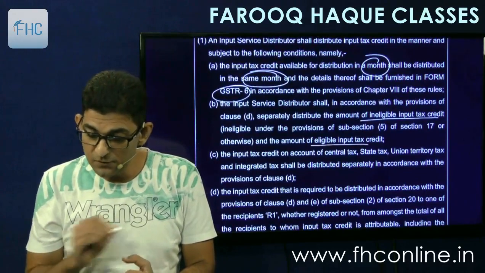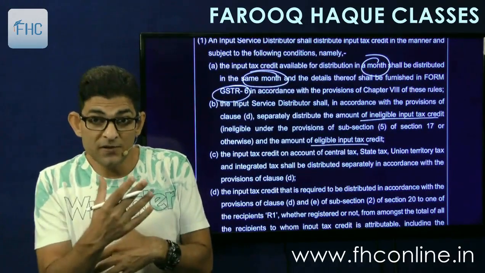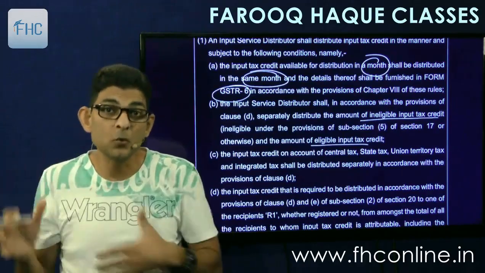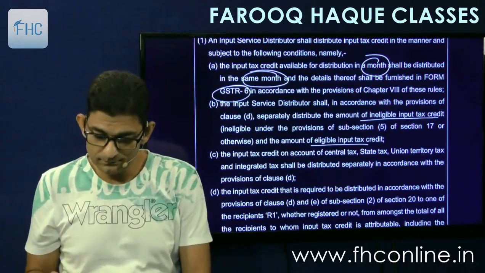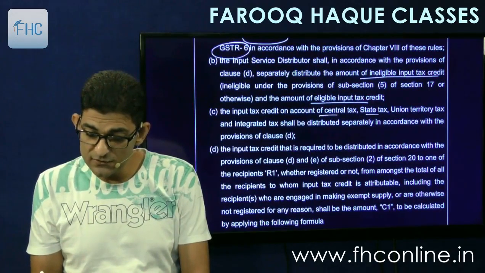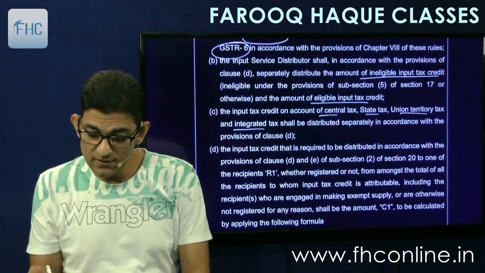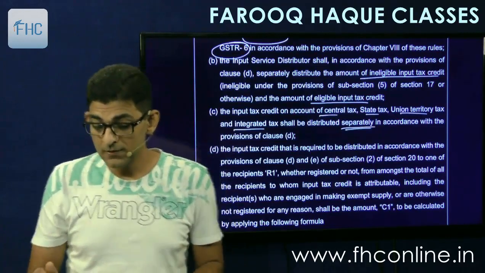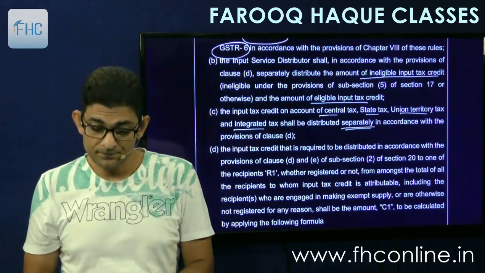And the amount of eligible input tax credit. So the ineligible ones and the eligible ones both have to be distributed in the same proportion. Then the input tax credit on account of central tax, state tax, union territory tax and integrated tax shall be distributed separately. Okay, in accordance with the provisions of clause D.